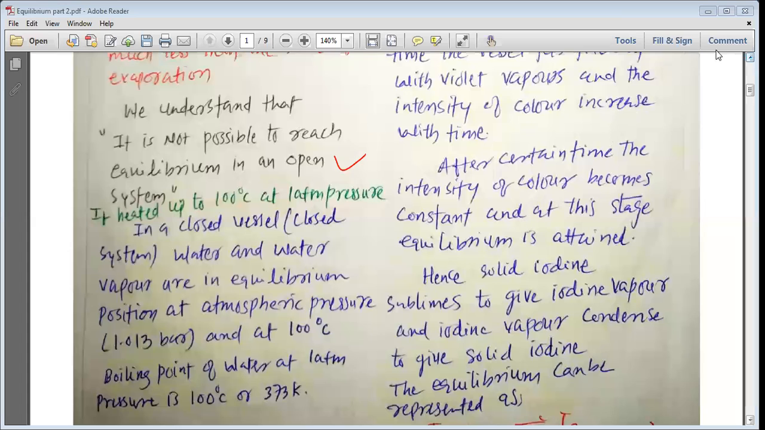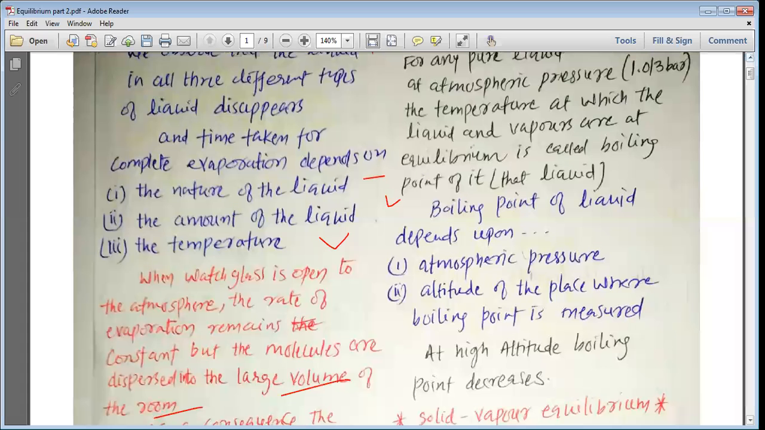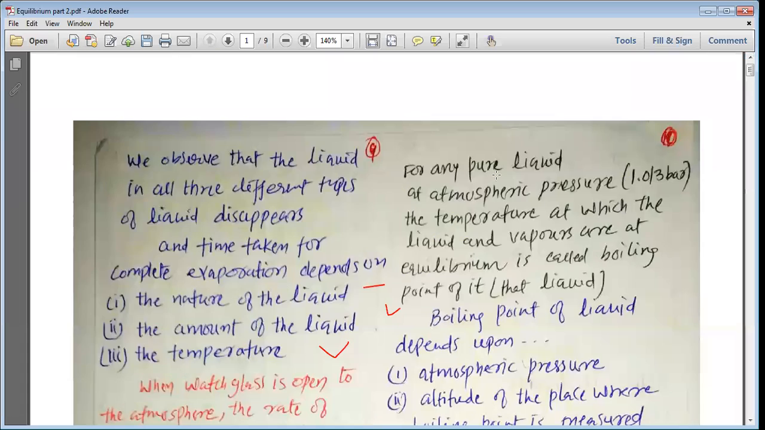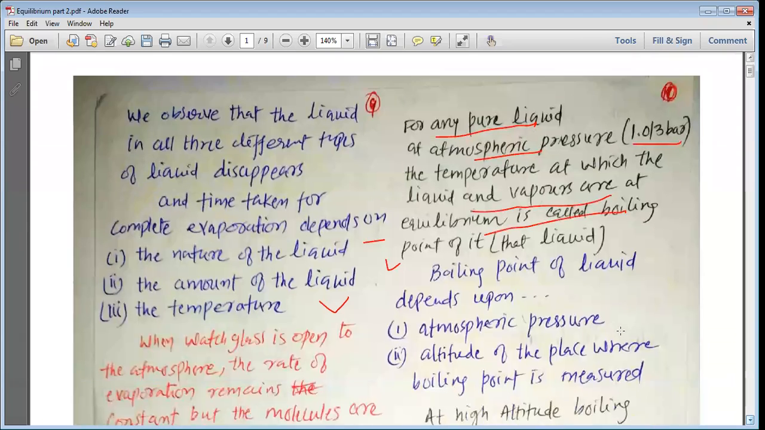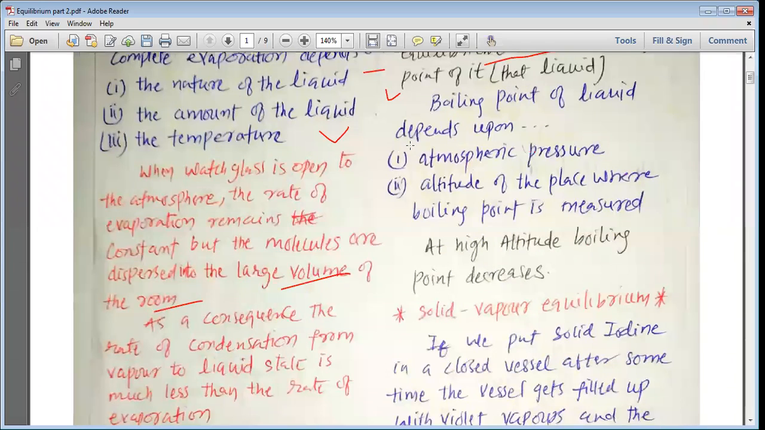Then, my dear students, we have studied the definition of the boiling point: for any pure liquid, at the atmospheric pressure, that is 1.013 bar, the temperature at which the liquid's vapors are at equilibrium with the liquid is known as the boiling point of that liquid, and the boiling point depends upon the atmospheric pressure and the altitude of the place where the boiling point is measured.